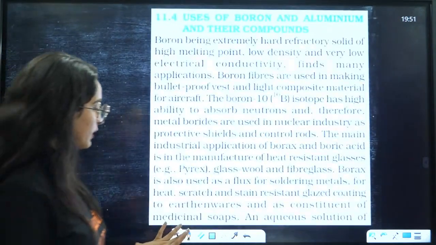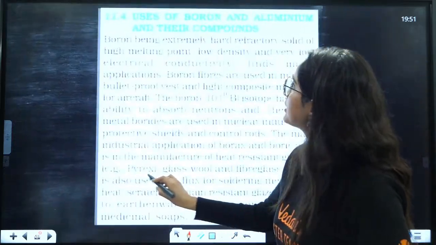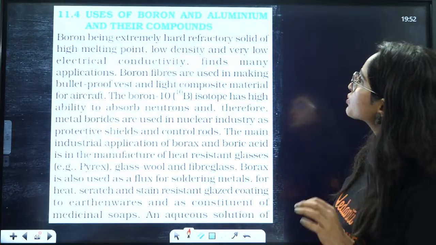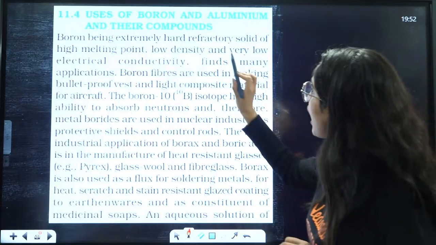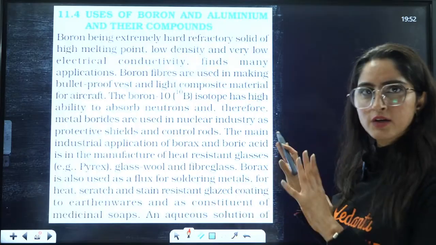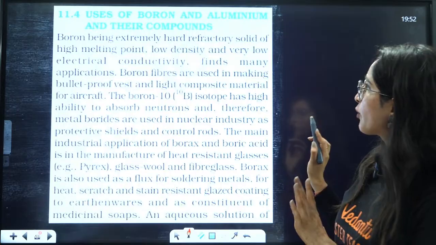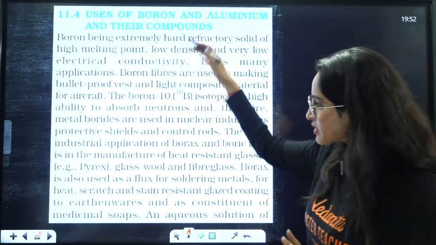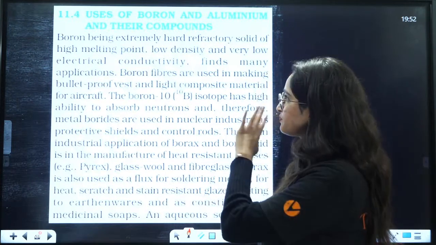Okay guys, now let us do the uses of boron. Let us do the uses of boron and aluminium and their compounds. Boron being an extremely hard refractory, uses are very rarely asked, but still we will go through that. It is a hard refractory solid of high melting point, low density, and very low electrical conductivity. There are many applications of boron, but this much theory is not possible for you to learn, so we will pick out the points that they can ask you.